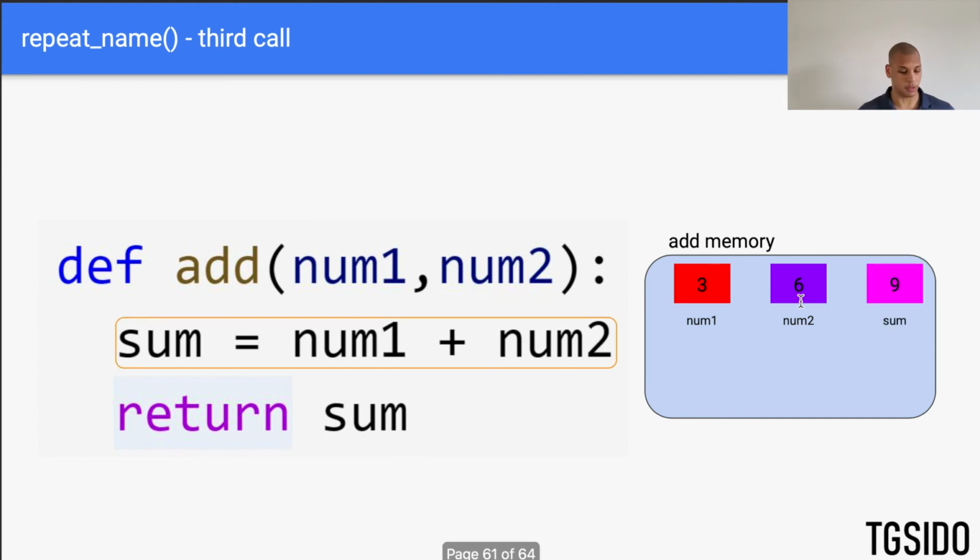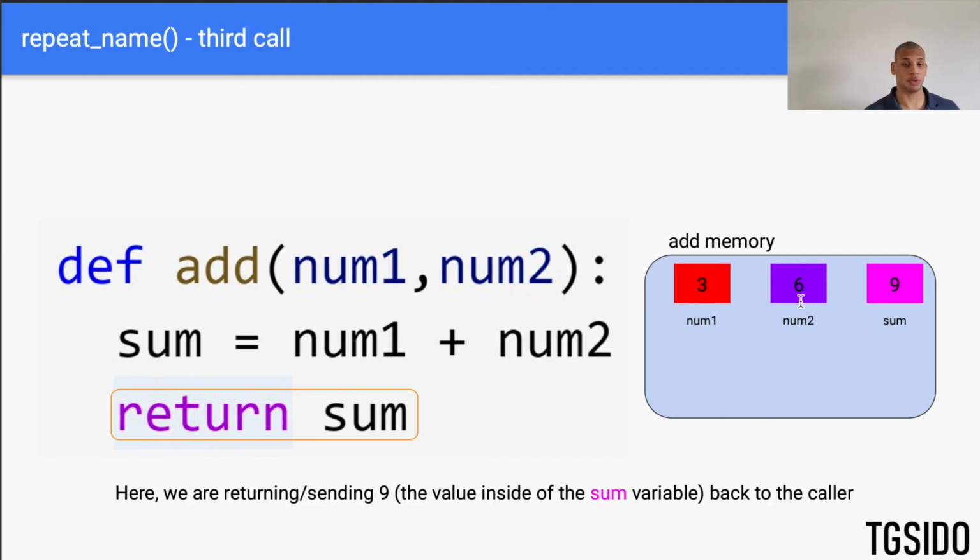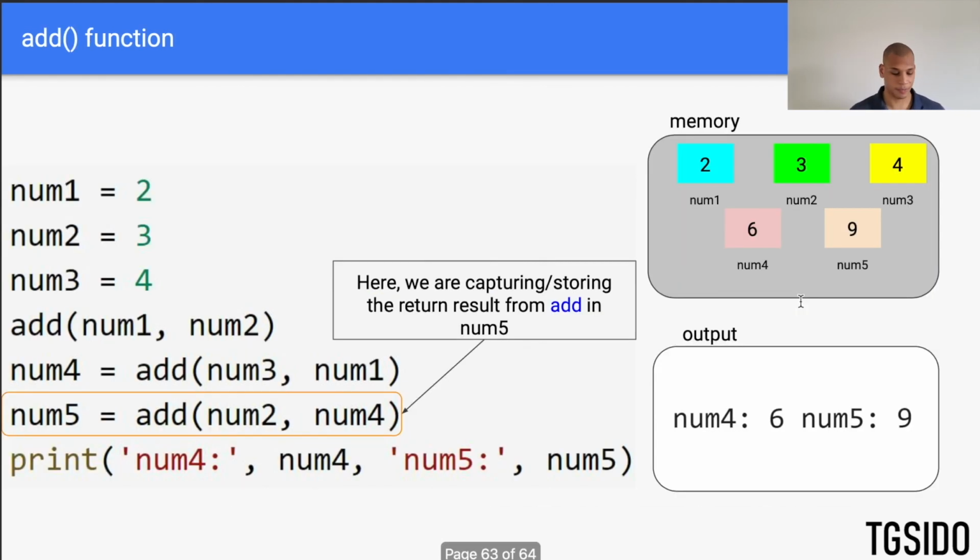And now we're going to go over here. So sum is equal to num1 plus num2. And so that's going to be 9 now. And so now we can actually return or send 9 back to the caller. Okay, so now over here, we're actually going to capture that return result and store that in num5. So now num5 has 9, and we see that up here.